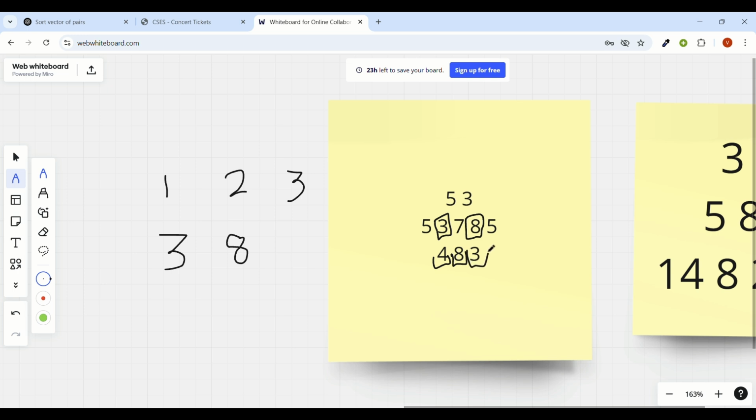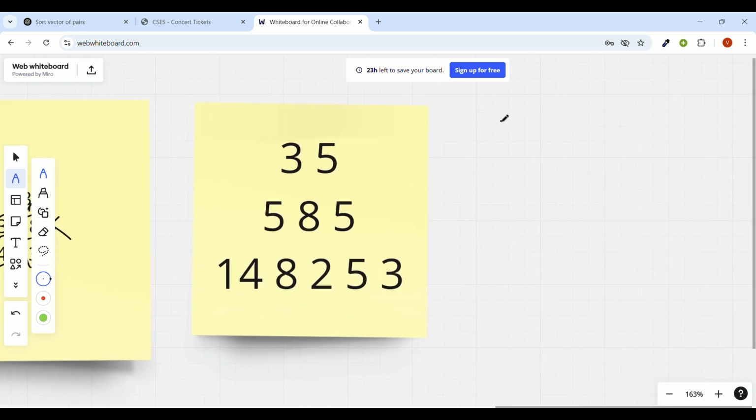Then the third customer is willing to pay ₹3. Can we sell any ticket to him? First ticket, no, it is not affordable by him. Then the second ticket is already sold, so we cannot sell. Third ticket, no, because it is not affordable by the customer. Then the fourth ticket is already sold, and the fifth ticket is also not affordable by the customer. So we will print -1 for the third customer. Now let's see another test case.